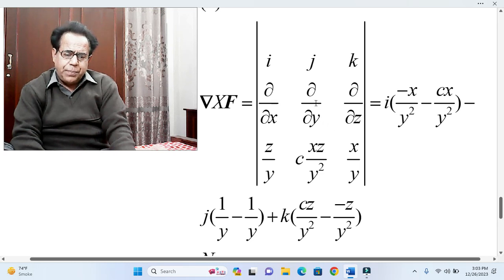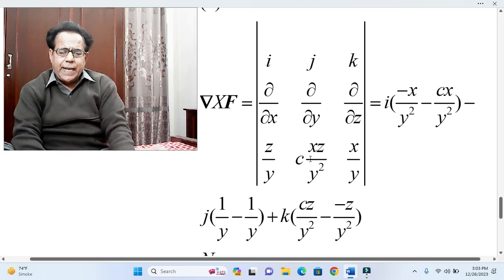Now dear students, partial over partial y of x over y will be written as x into y raised to the power minus 1. When its partial derivative with respect to y is taken, that minus 1 will become a multiplying minus, while y raised to the power minus 1 will become minus 2. So it will become minus x over y square, minus partial over partial z of this. Here in place of z we will get 1, and hence it will become cx over y square minus cx.